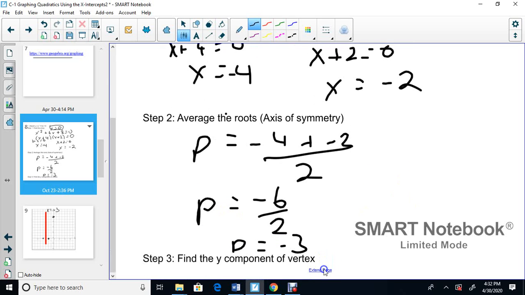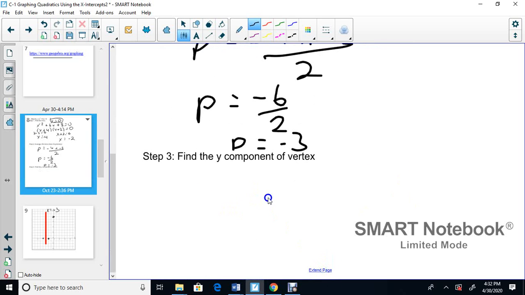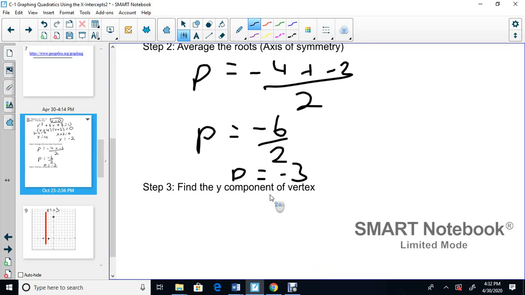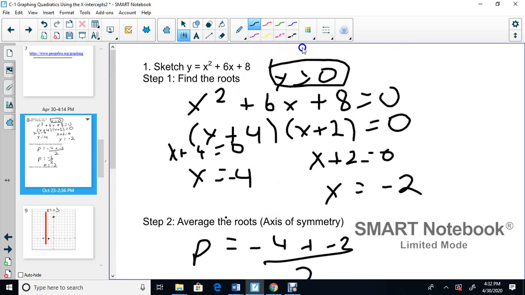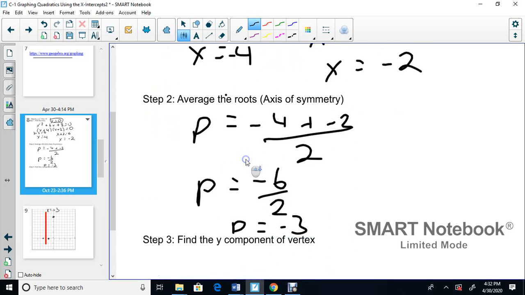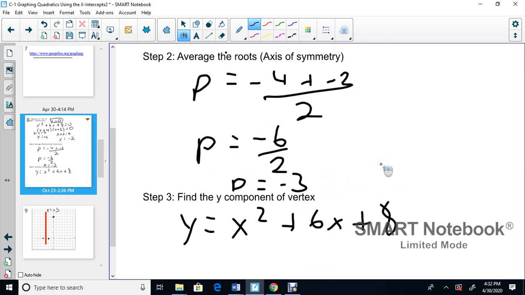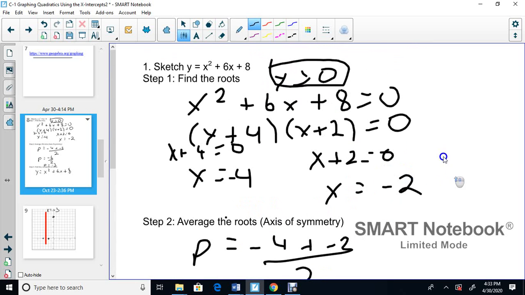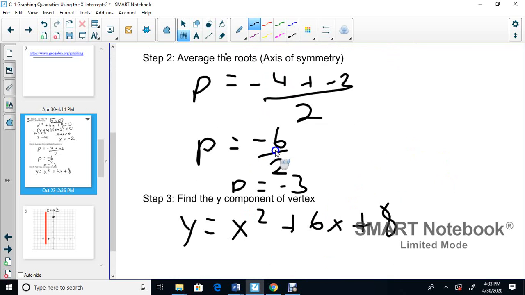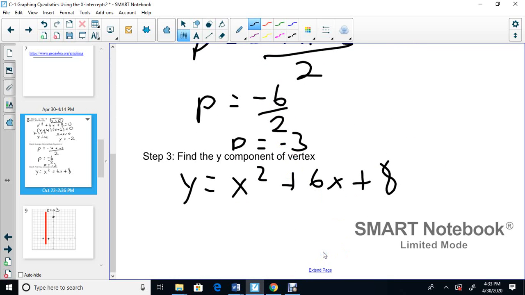Now, how do you get the other? This is the p part of the vertex. To get the q, we're going to insert this p into the equation. Into the first equation here, y equals x squared plus 6x plus 8. Let's make sure I copied that correctly. Okay, 6x plus 8. We're going to put negative 3 in here.